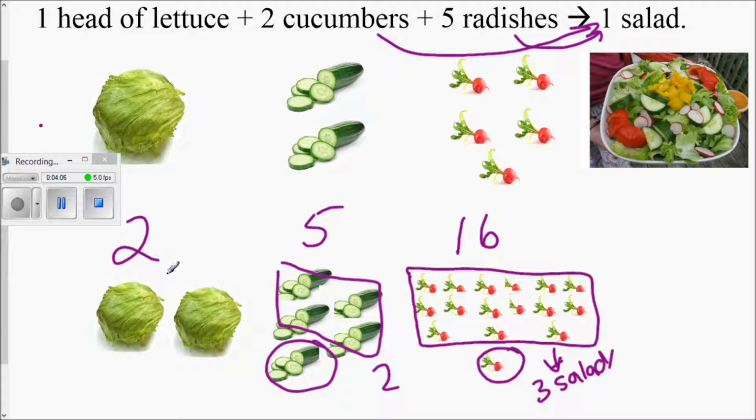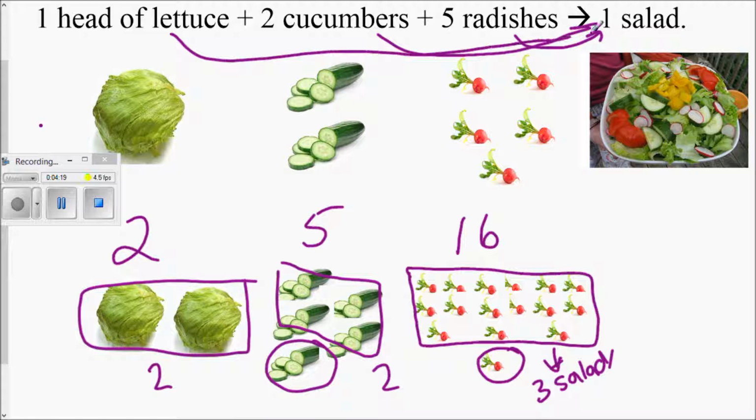And then finally, we have 2 heads of lettuce, and the total amount of salads that I can make is 2. Because the ratio is, oh, sorry, I apologize. It's a 1 to 1 ratio. So if I have 2 heads of lettuce, I'm going to make 2 salads.